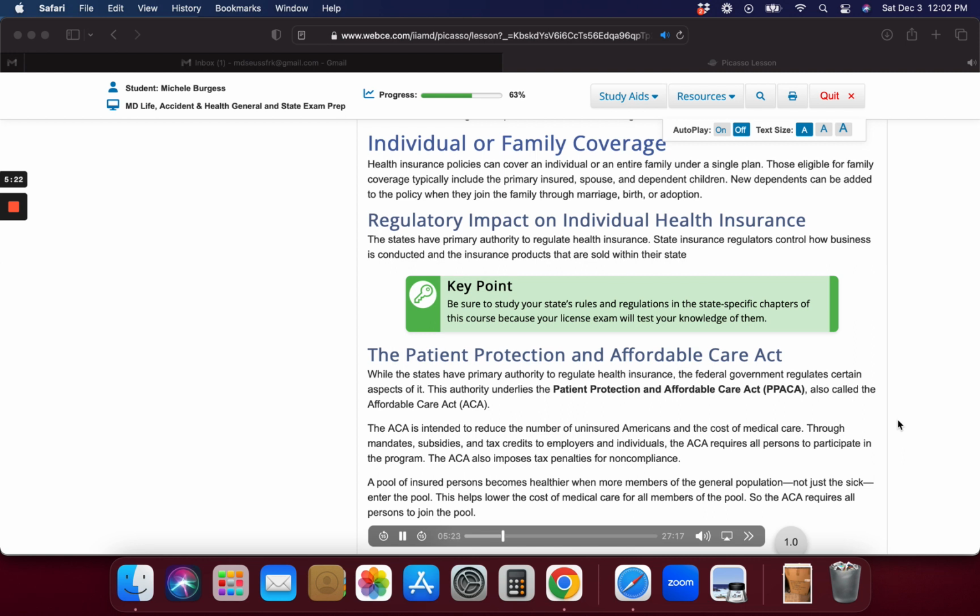The Patient Protection and Affordable Care Act. While the states have primary authority to regulate health insurance, the federal government regulates certain aspects of it. This authority underlies the Patient Protection and Affordable Care Act, PPACA, also called the Affordable Care Act, ACA. The ACA is intended to reduce the number of uninsured Americans and the cost of medical care. Through mandates, subsidies, and tax credits to employers and individuals, the ACA requires all persons to participate in the program. The ACA also imposes tax penalties for noncompliance.